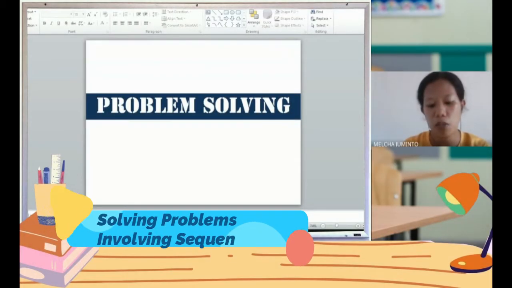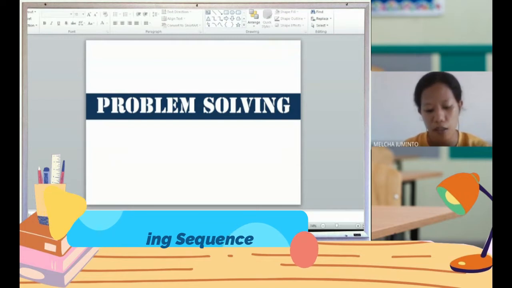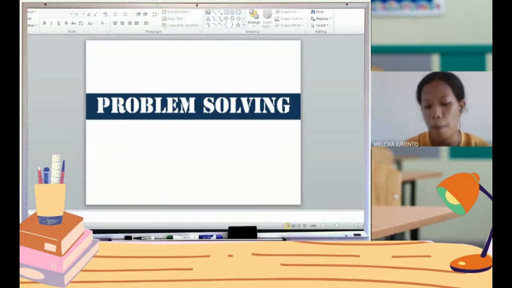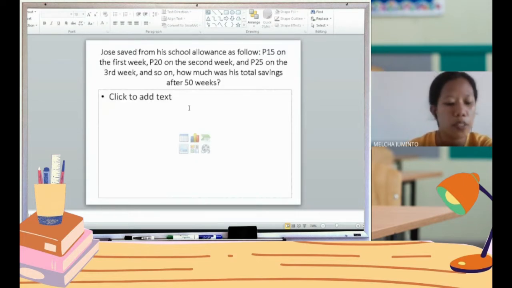Time, problem solving on sequences. You can see the lesson in your learning activity sheet, page 3, lesson 8. So there are some examples in your activity sheets. Let us discuss them.